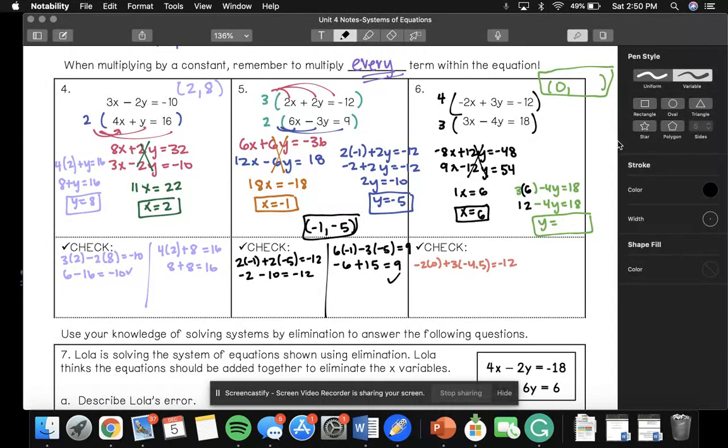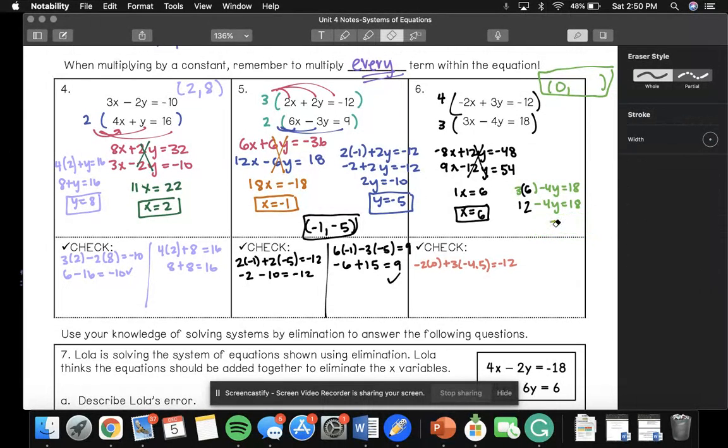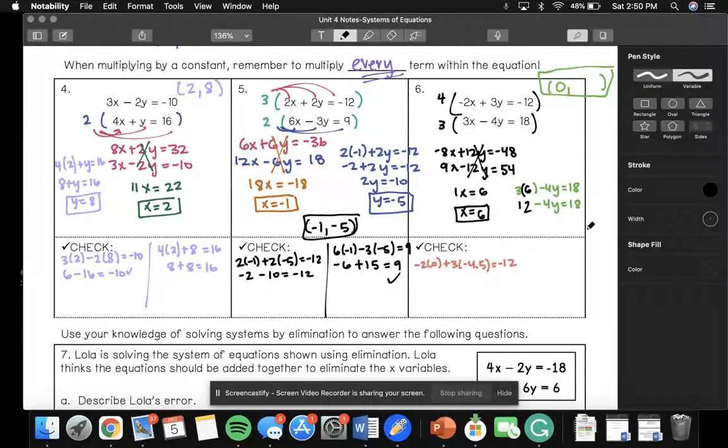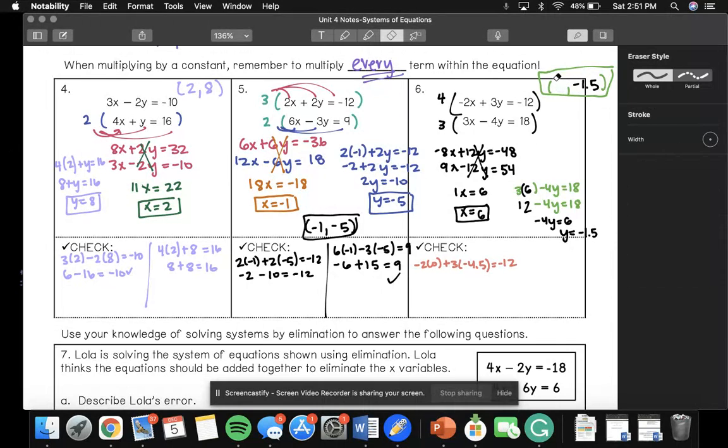And that would be 12. Okay. Then we would get negative 4y equaling 6, and we would get y equaling negative 1.5. And x equaling 6.